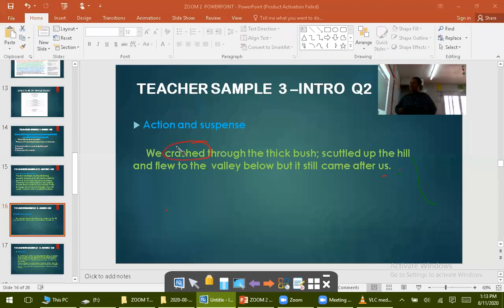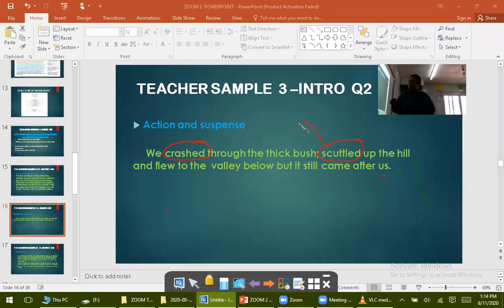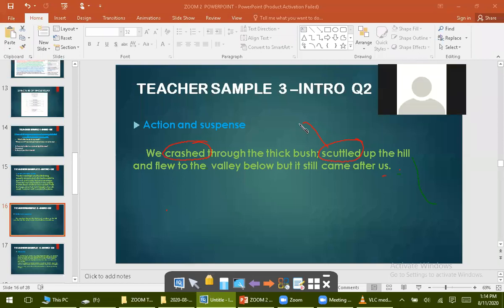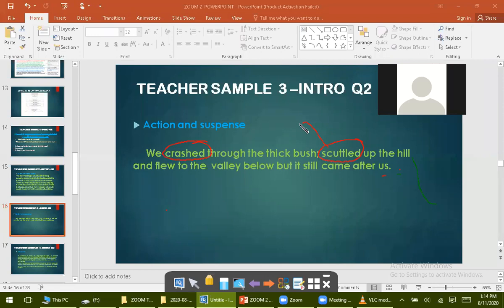The action there is crashed and what else? Scuttled. Scuttled. How do you scuttle? Flew. What do you associate this word with? What kind of animal moves like that? Like a little fox.